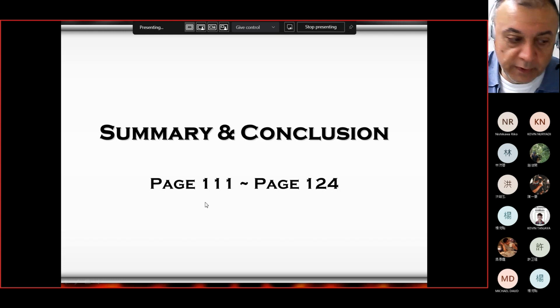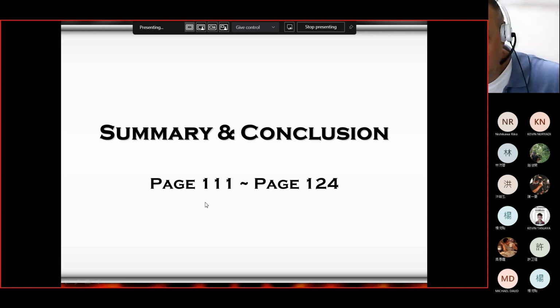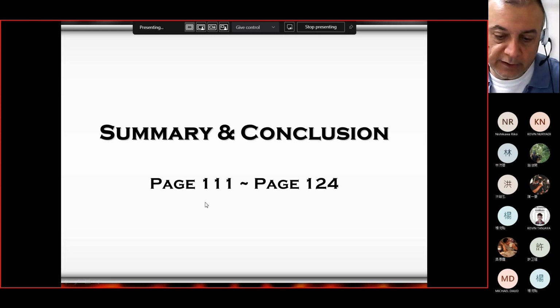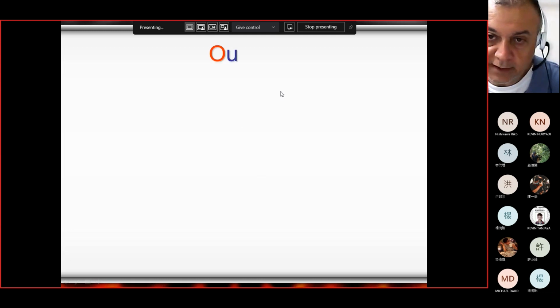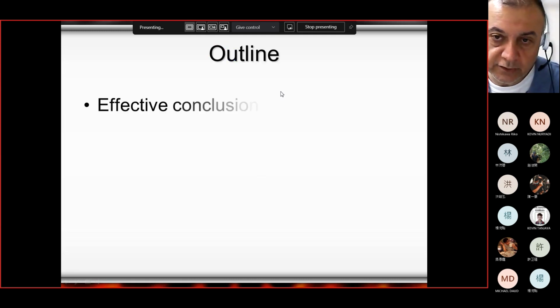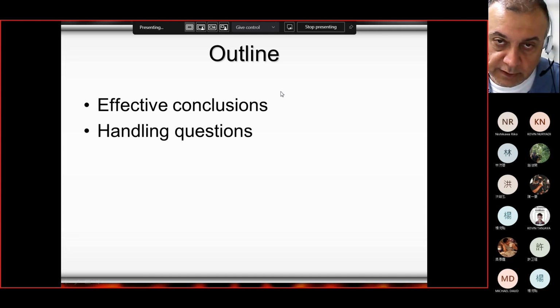In the book, it only talks about the conclusion, but I kind of mix the conclusion with the summary. I wanted to separate these two so we have a clear idea, because in your presentations, you're required to do a summary and a conclusion. So today I'd like to talk about two things. One about the effective conclusions and summaries. And the other one is handling questions.